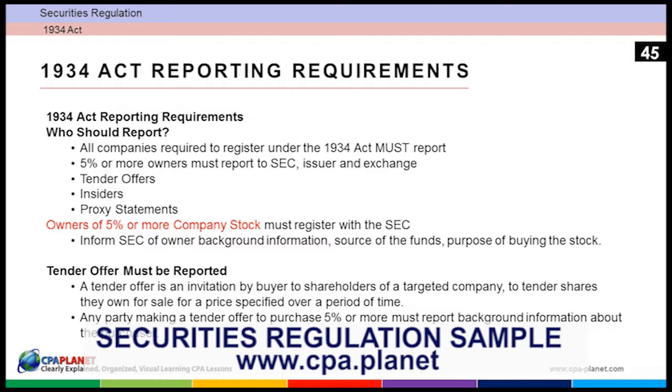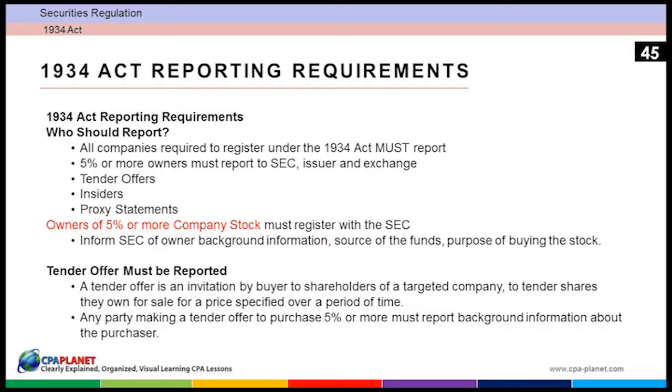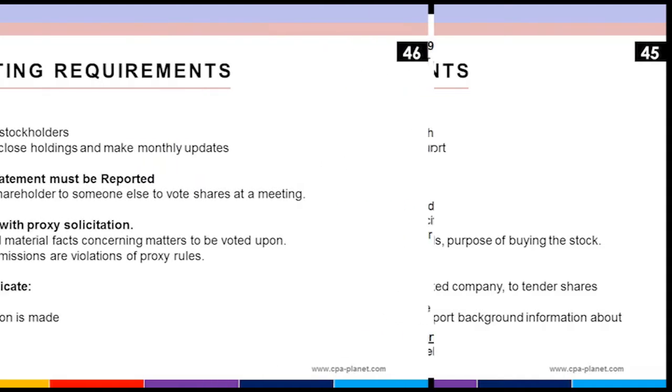So owners of 5% or more company stock must register with the SEC. They have to inform the SEC of the owner background information such as source of funds, purpose, and buying the stock. Also, tender offers must be reported. A tender offer is an invitation by the buyer to the shareholders of a targeted company to tender shares they own for sale for a price specified over a period of time. Any party making a tender offer to purchase 5% or more of the company must report background information about the purchaser to the SEC.